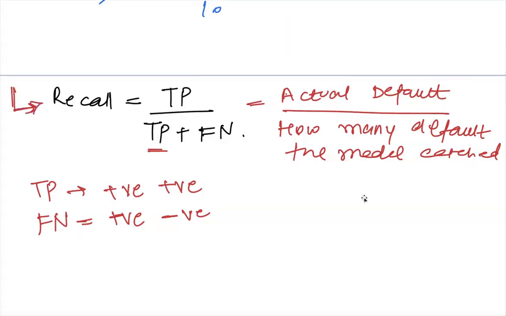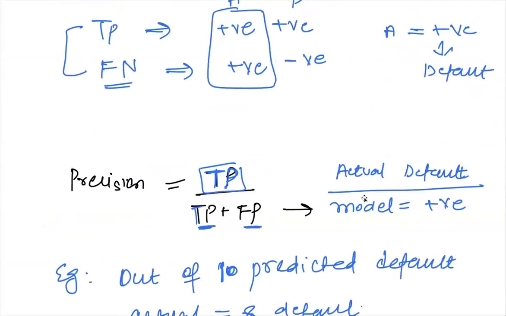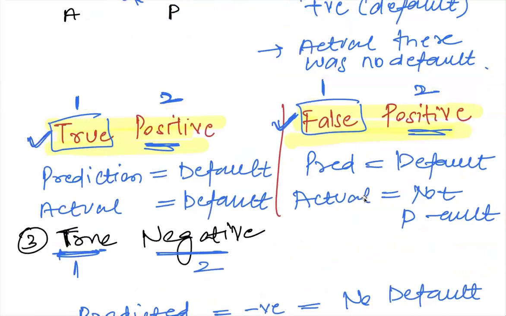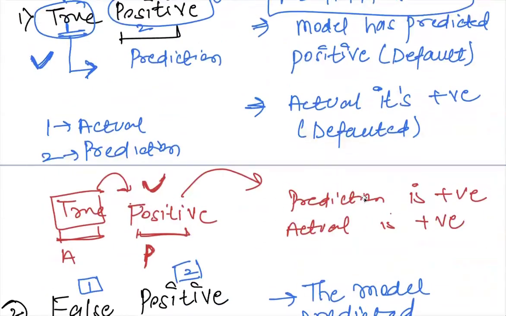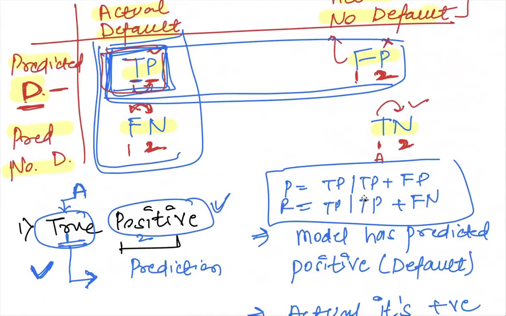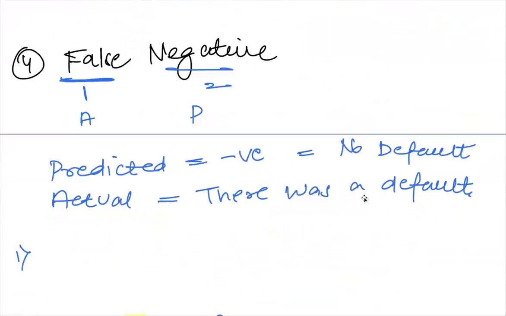See, again, there's no easy way to explain this. I know it's a little tricky, but this is how you have to learn. And the way to learn the formulas is simple: true positive by this whole is your precision, and true positive by this column is your recall. That's it.